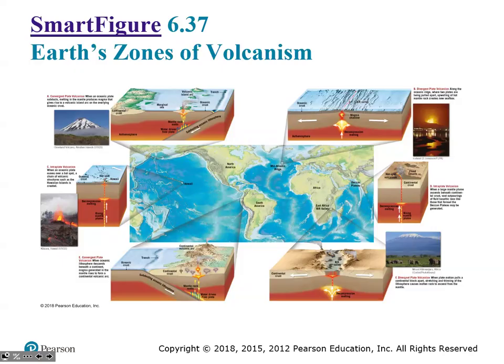You can have divergence in the ocean and divergence on the crust, like the East African Rift Valley on the crust or the Mid-Atlantic Ridge. And then you can also have hotspots, like intraplate volcanism, like Hawaii here, and the Deccan Plateau in India.